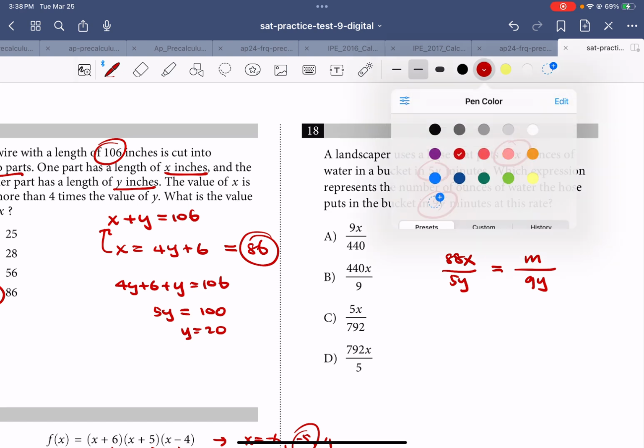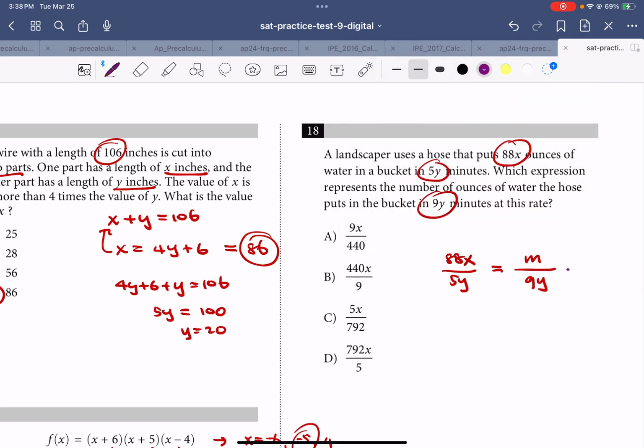So we're going to multiply by 9y. Okay, so to remove this, we solve for m, and this y cancels out, and then the 88 times 9, which is 792x. Then you still have a 5 in the denominator. So the answer is D. Okay, so make a proportion.